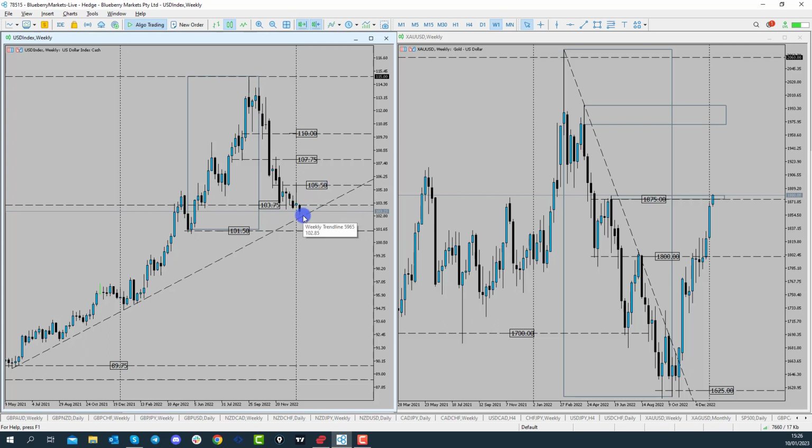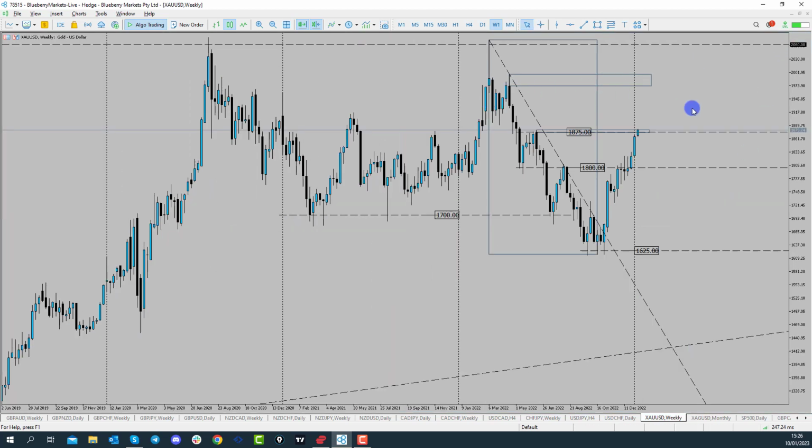However, if we were to get some kind of pop to the upside, and we maybe trade back above the 103.75, that means gold will probably reject this 1875 handle, and we probably see some downside there.